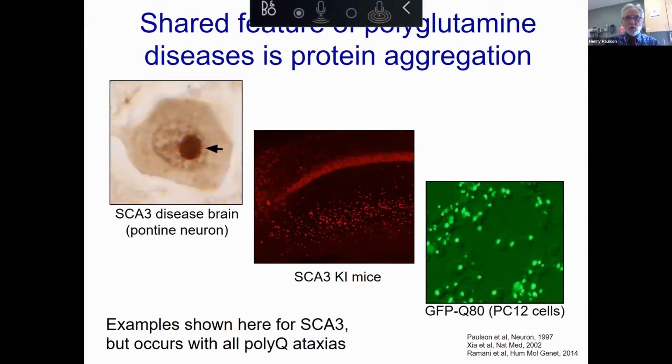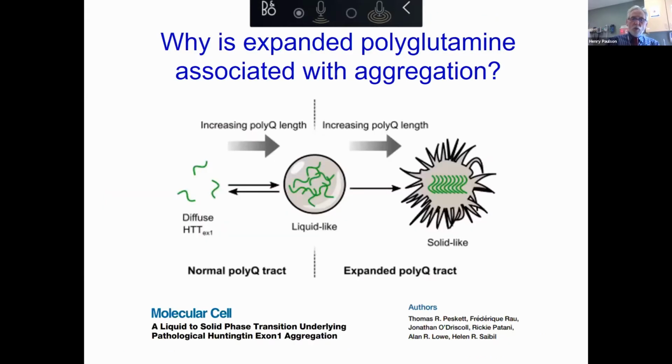One thing we know that occurs with the polyglutamine disorders is the fact that the mutant proteins with the expansion tend to aggregate. We've known this for decades, and this is simply from SCA3. We can see examples in human disease brain cells, in knock-in models, and in PC12 neuronal models. Now, this aggregation is important, but I think right now we need to think of it in the context of the no longer emerging view of many proteins engaging in liquid-liquid phase transitions.